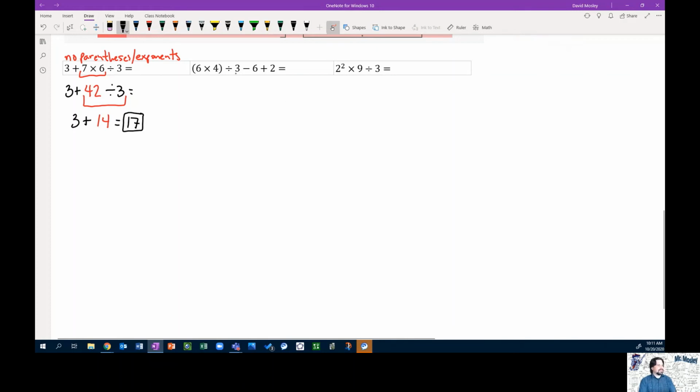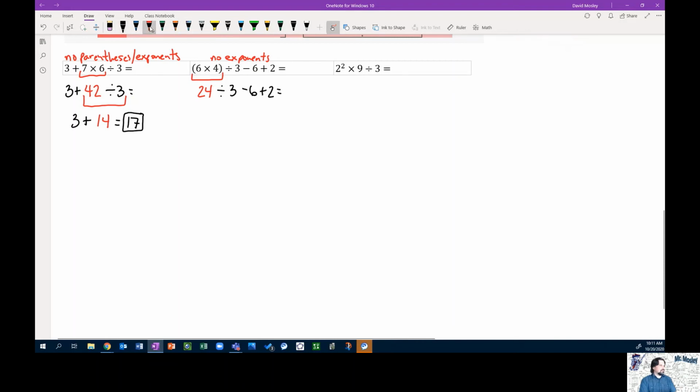Our next example, there's no exponents. Sorry, there is a parentheses, but there's no exponents. So we'll start with our parentheses. We have a 6 times 4 in parentheses. That will give us 24. And we'll just write down the rest of the operations we haven't done yet. 24 divided by 3 minus 6 plus 2.